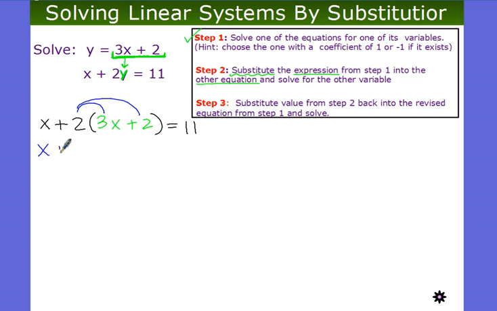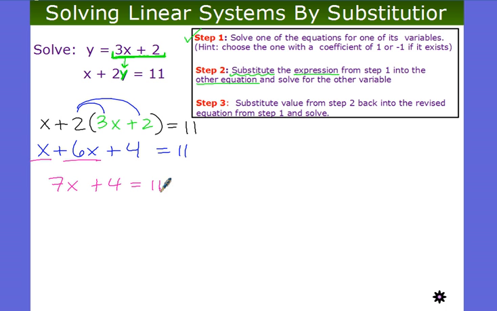So I get x plus 2 times 3, which is 6x, plus 2 times 2, which is 4, equals 11. After I do that, I check for combining like terms. I see x and 6x, so I combine those to get 7x. I can't combine 4 and 11 because they're on opposite sides of the equal sign.